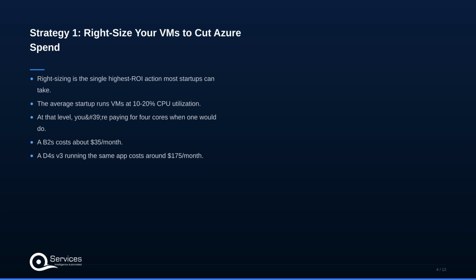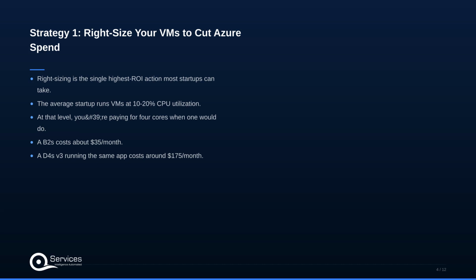Azure offers the B-Series burstable VMs specifically for workloads with low average CPU but occasional spikes, including web servers, dev environments, and CI agents. A B2S costs about $35 per month. A D4S v3 running the same app costs around $175 per month. If you have 5 VMs you could downsize, that's $700 per month saved with no code changes.